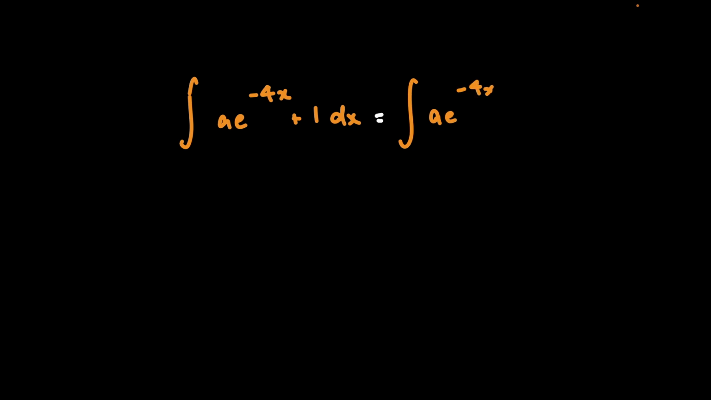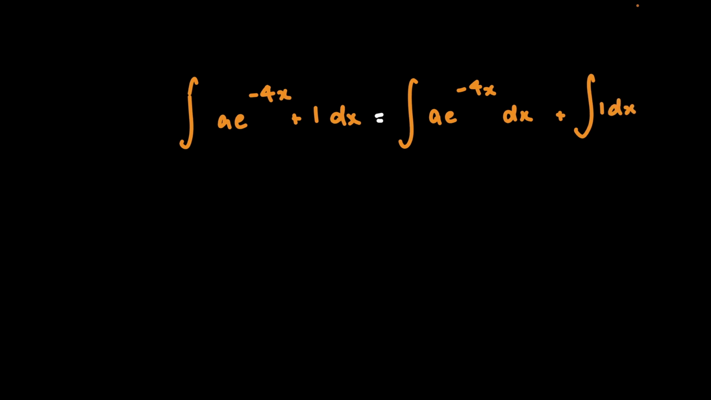Let's keep it going. We can also do now the integral of e to the power of negative 4x plus 1 dx. Okay, so to integrate this, I'll do this one separately. So I'll separate these integrals as the integral of e to the power of negative 4x dx plus the integral of 1 dx.